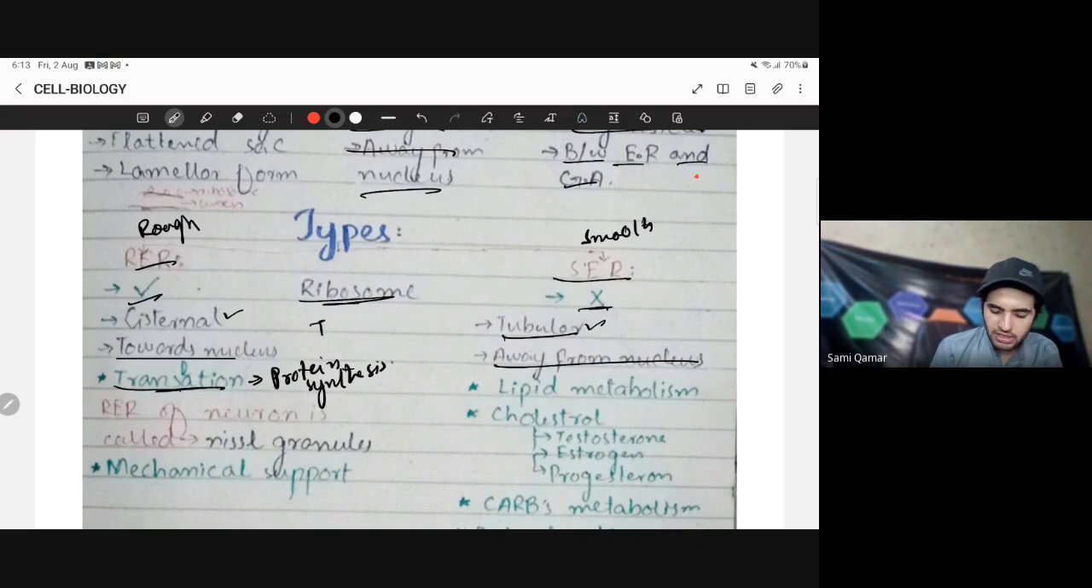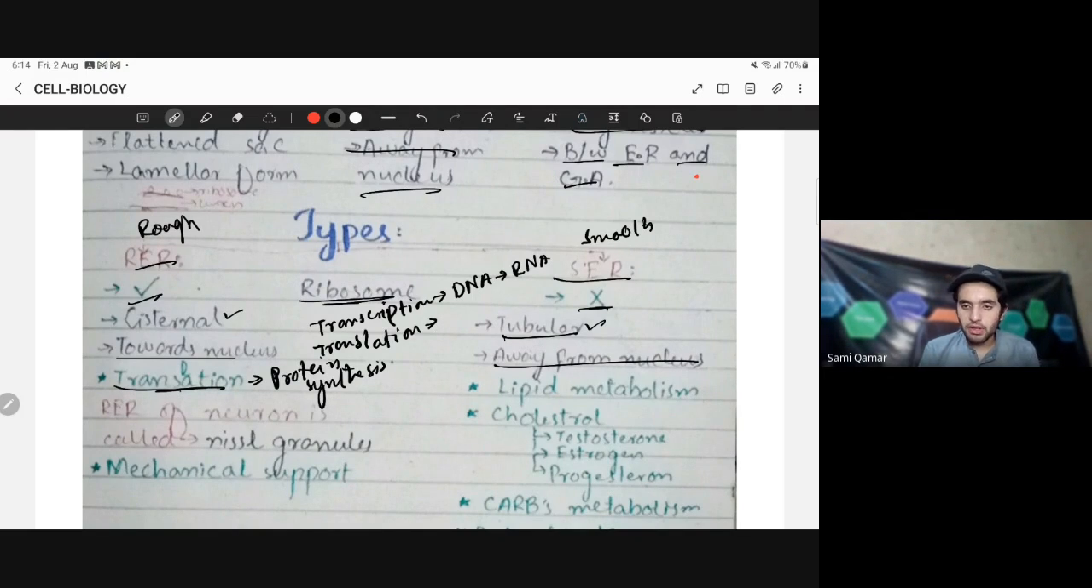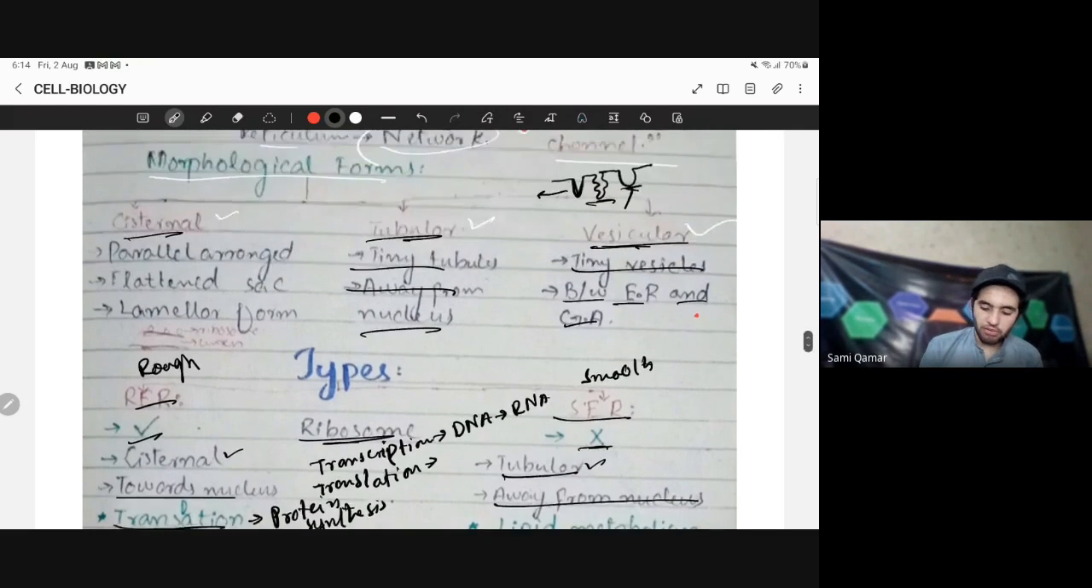If you don't know, what is transcription? If anybody can tell, what is transcription? Yeah, DNA to RNA. When RNA forms from DNA, it is known as transcription. And what is translation? Yeah, messenger RNA to protein. Yes, you are right. RNA to protein.